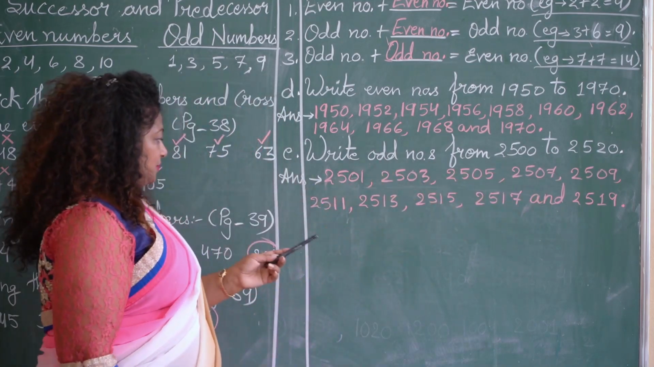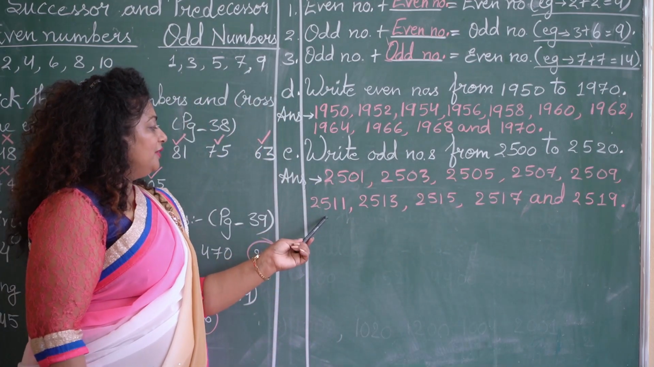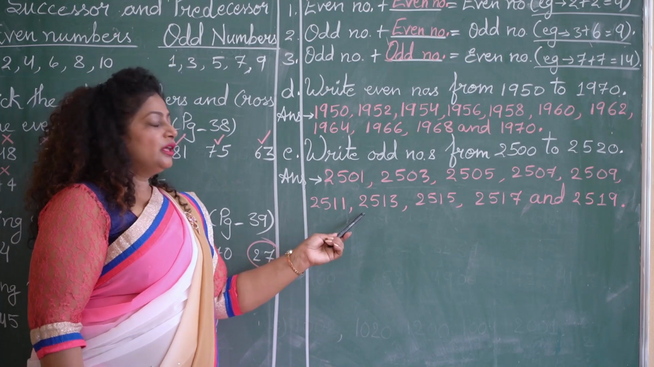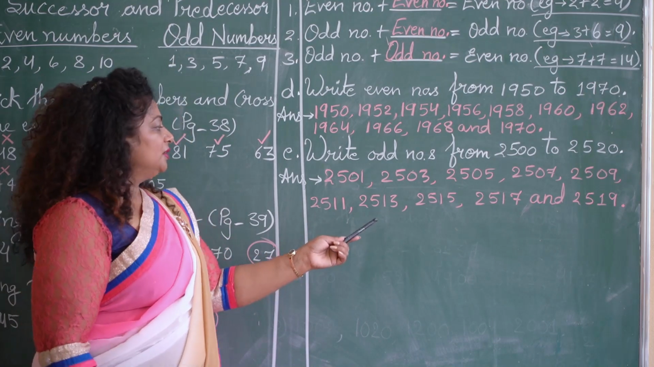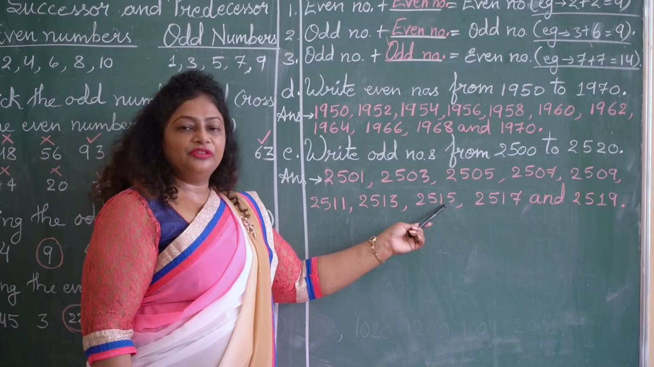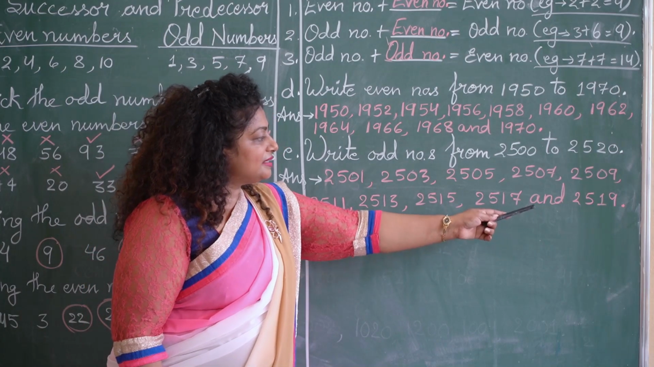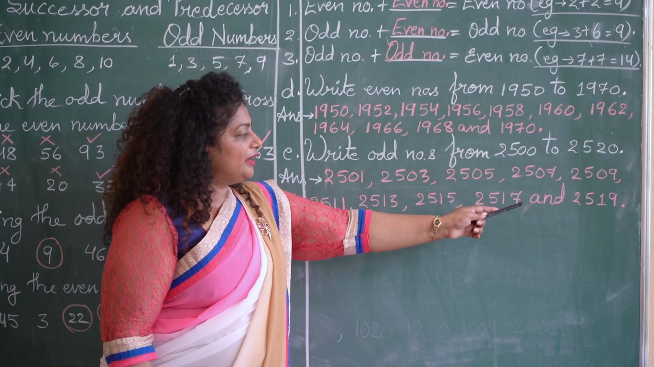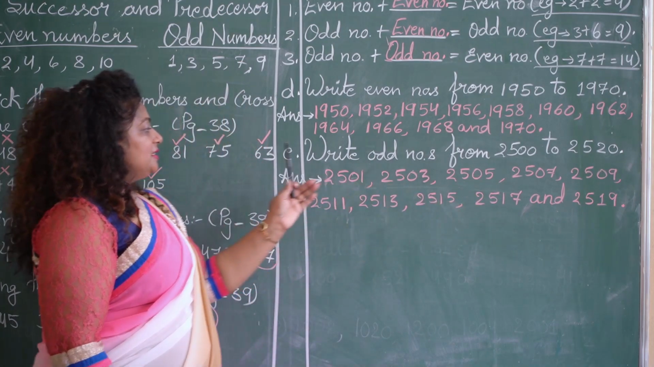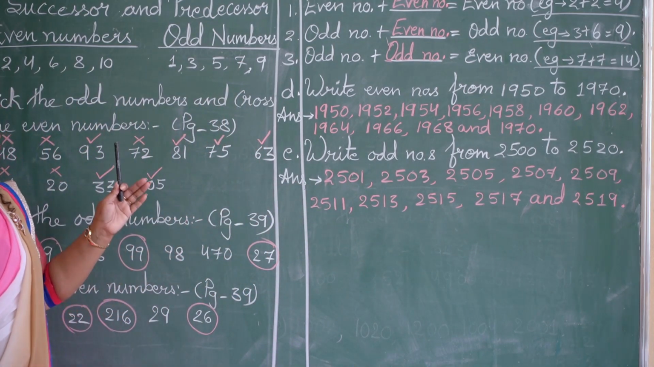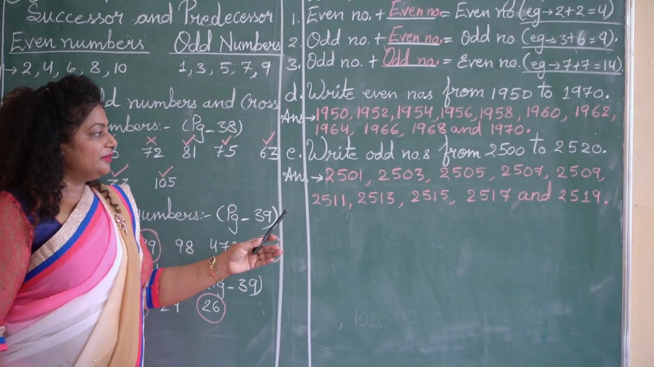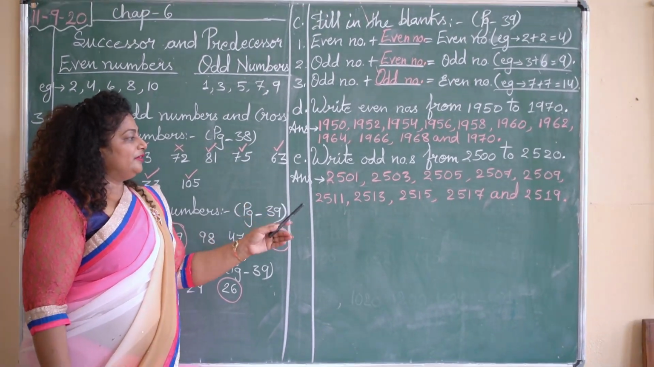2509, next number will be 2511, 2513, 2515, 2517, and the last number will be 2519. So these are the odd numbers from 2500 to 2520.